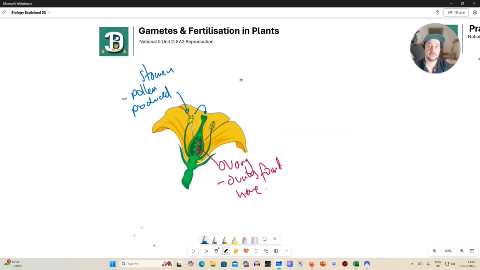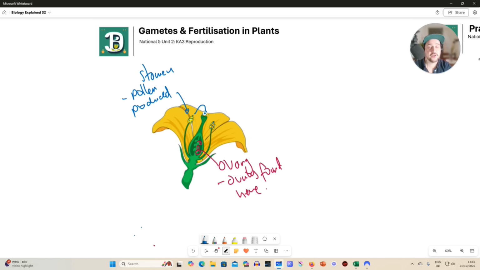Okay, so that cross-pollination is what we want. But I've only got one diagram here, so you can imagine that the pollen is moving on to the stigma here. It does happen. The pollen is then on the stigma. We call that first step pollination.